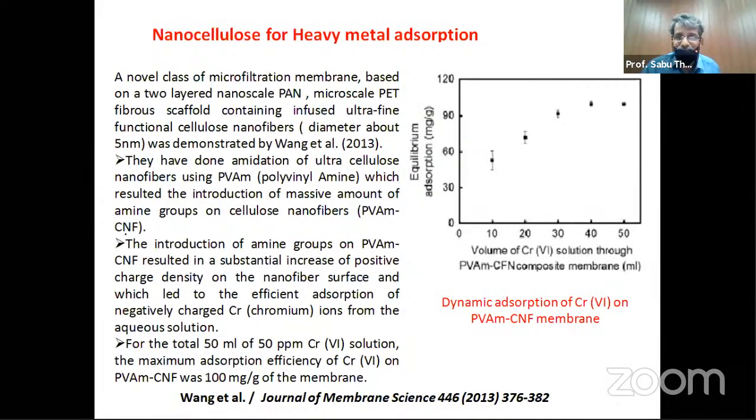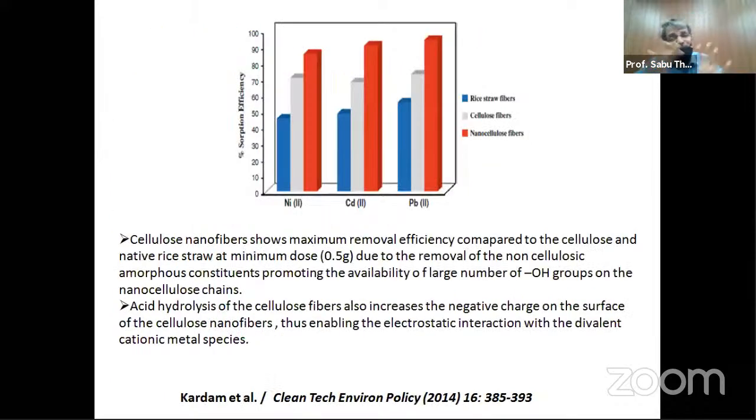Look at the absorption of chromium. The chromium would be absorbed when you filter the water through this filter. So chromium absorption becomes very, very efficient when you filter water contaminated with chromium. Similarly, you can remove nickel, cadmium, and lead.